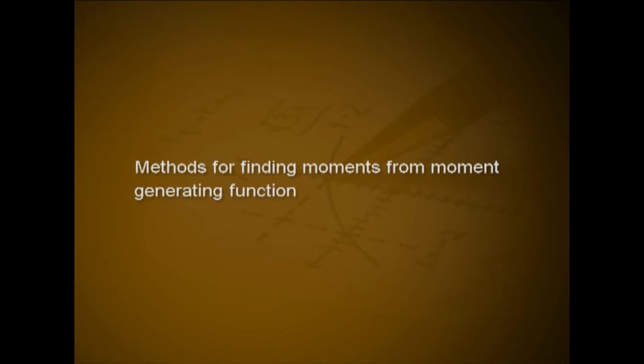Methods for finding moments from the moment generating function. Number 1. The coefficient of t raised to r by r factorial in the expansion of M_X(t) is the rth raw moment of X. Proof.